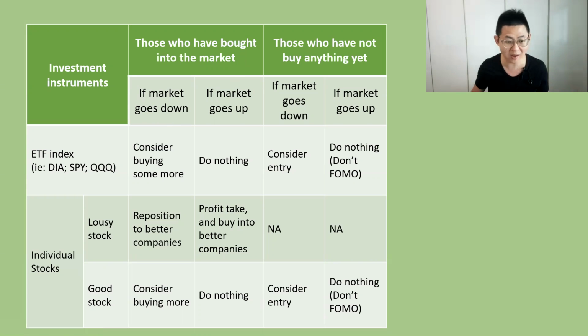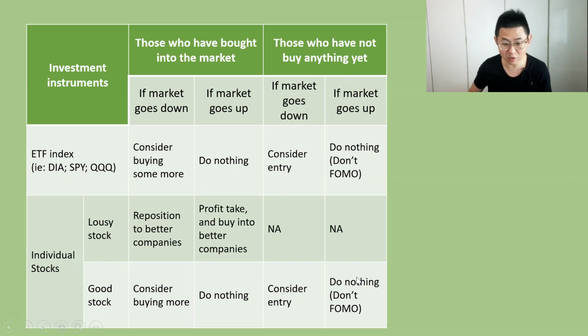Yeah, don't FOMO. Now, for those who are buying individual stocks like maybe Tesla or Square or Illumina, or Amazon, Google, okay, they must be good companies. If you have already bought a lousy company, when the market goes down, reposition yourself to better companies. If the market goes up, take profit and buy a better company. Yeah. So if you haven't bought anything yet and the market goes down, don't buy any lousy stock. Consider buying good stocks.